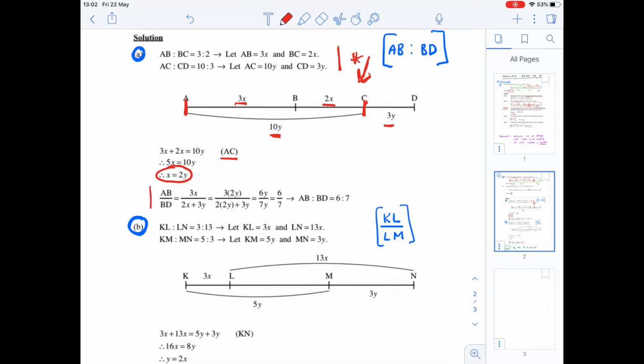we're looking for AB is to BD, or we can write that as a fraction, AB over BD. What is AB? AB is 3x. What is BD? BD is 2x plus 3y, because it's from here all the way to there, so it's 2x plus 3y. Now we want to substitute, so it's 3x, but in place of x we're going to put 2y. And then you can happily see that you do the work in x's and y's. The y's cancel. And so our final answer is written as a ratio, AB to BD, 6 is to 7.